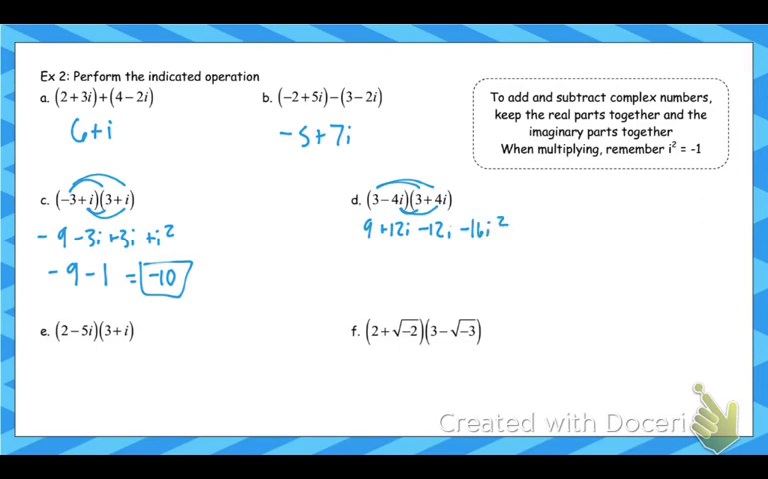And again, these middle terms cancel. Now, that's not always going to happen. We'll talk about why it does here in a second. So I'm left with 9 minus 16i squared, which would be the same thing as plus 16. So I'm left with 25.